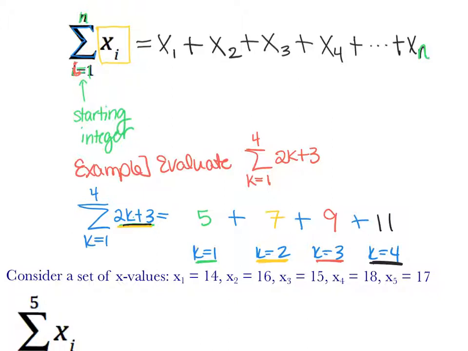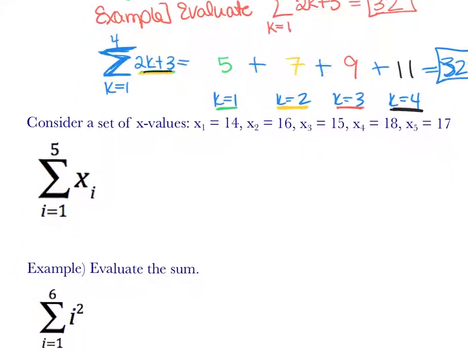And the reason I'm adding up all of these terms is because of this sigma notation right here. So when I add these up, 5 plus 7 plus 9 plus 11, I end up with a 32. So whenever I say evaluate k equals 1 to 4 of 2k plus 3, I end up with a 32. Not too bad, right? Let's take a look at another example that I've got down here.